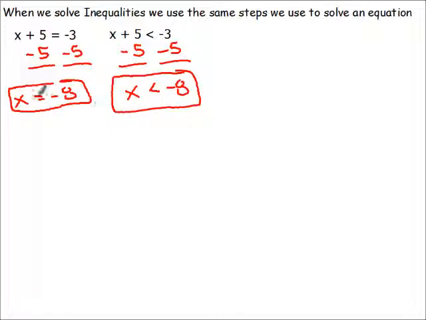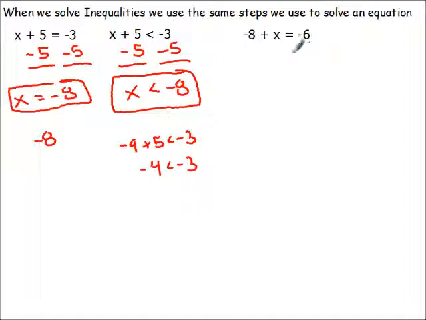What this means is, in the equation, the only thing that's going to make it true is negative 8. I'm going to put that in for x. But in this one, I can choose any number that's smaller than negative 8, plug it in, and it'll be true. Let's check negative 9. If I put negative 9 in here, negative 9 plus 5 is less than negative 3. Negative 9 plus 5 is negative 4, and negative 4 is less than negative 3. That's true, so you know you got that right.